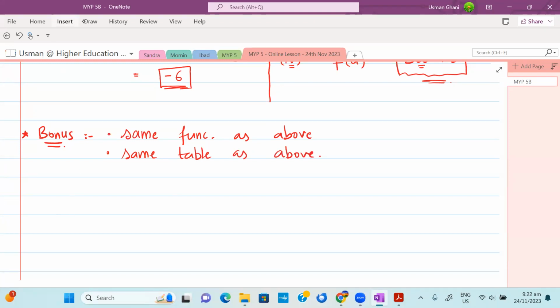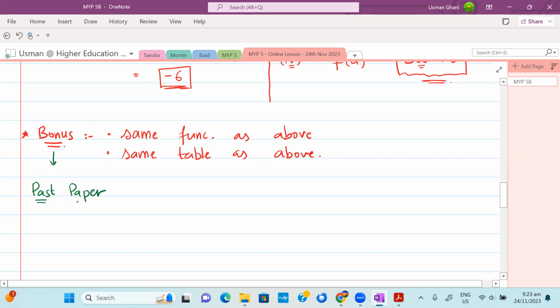Let me ask you a different type of question. And this is a past paper question actually. मैं इसे bonus नहीं कहूंगा, मैं इसे कहूंगा past paper. Don't really have time. Let's ask.